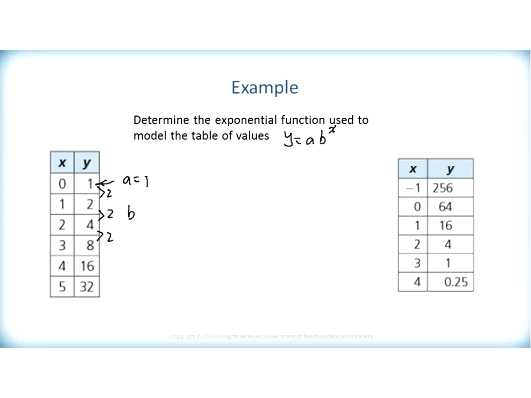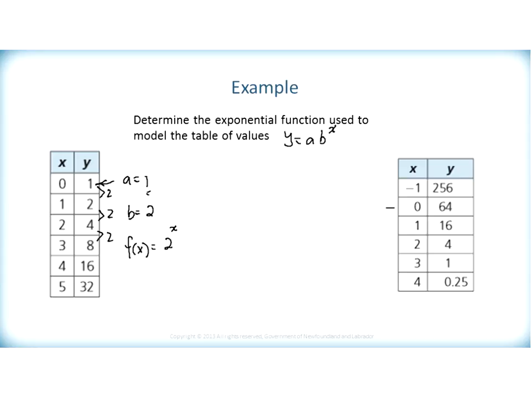And so that will give us b equal to 2. And so our exponential function would be 2 to the power of x, since 1 is our y-intercept. If we look at the next function, I can tell that as x increases, y decreases. So it must be a decreasing function.